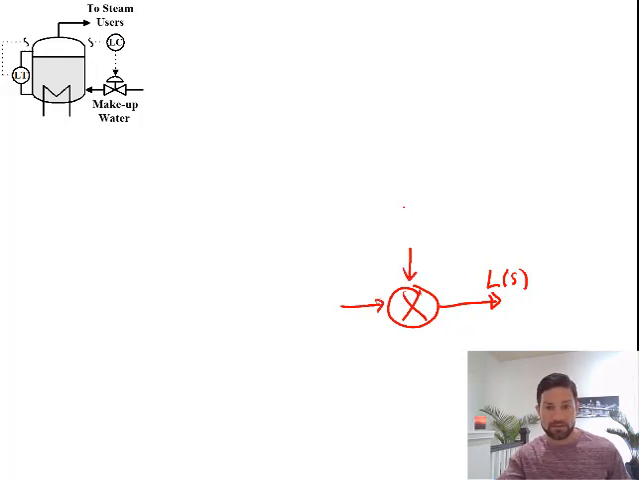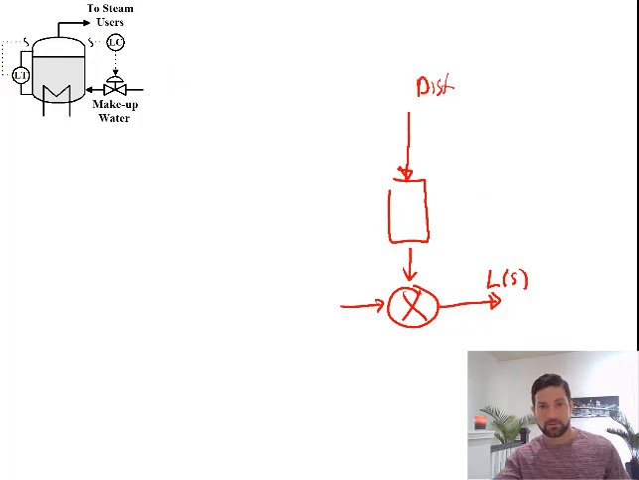Okay, so one of those signals is going to be the actual disturbance or the flow of steam coming out. So our disturbance in this case is going to be flow of steam. So we have the flow of steam. It's going to affect our process somehow. So this is the process. This right here, we can call this box the disturbance process. And so the disturbance process is going to affect the level.